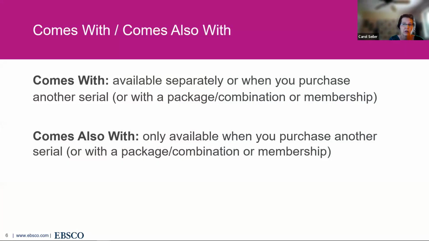Comes also with. These are terms you may also hear. Comes with means it's also available with another serial, so I can do two at the same time for maybe a combined price. Comes also with requires the purchase of one to get the other. So in order to get Journal Y, I have to buy Journal Z.